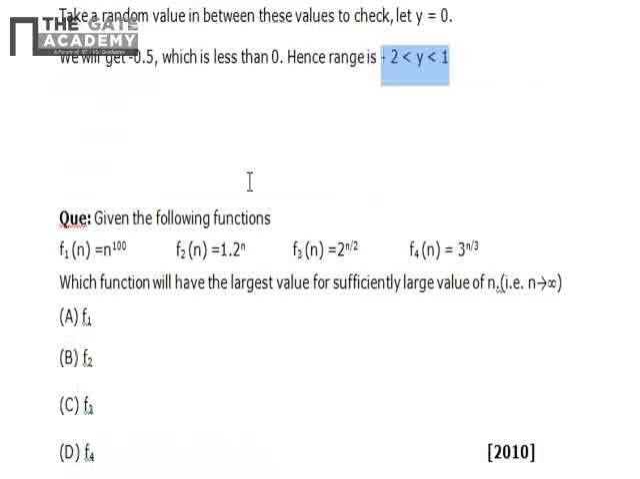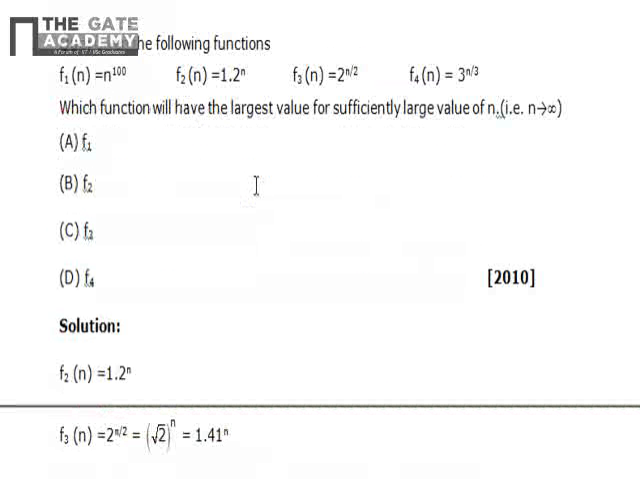Now the next question which came in year 2010. Given the following functions: f1(n) is n raised to 100, f2(n) is 1.2 raised to n, f3(n) is 2 raised to n by 2, f4(n) is 3 raised to n by 3. Which function will have the largest value for sufficiently large value of n, that is n is nearly equal to infinity?